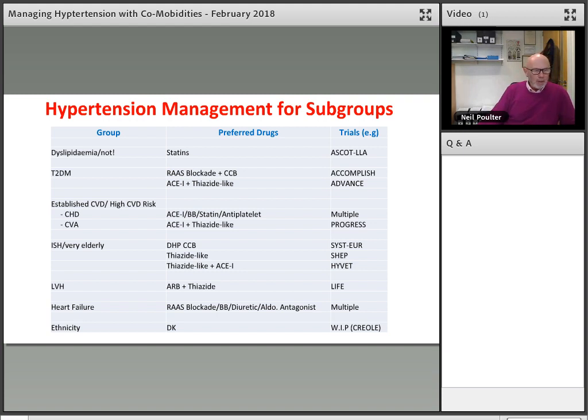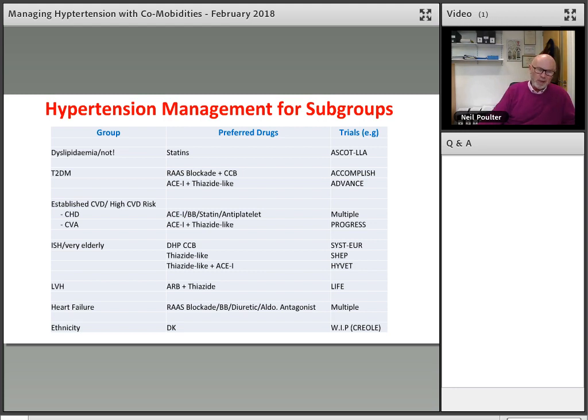In the ASCOT trial, statins were used whether you had dyslipidemia or not. Indeed, they were normal or better than that in terms of their lipid profiles and showed big benefits. So the lipid-lowering arm of ASCOT showed that our patients should be given statins along with their blood pressure therapy, almost sine qua non. Type 2 diabetes, we've got RAS blockade plus a calcium channel blocker.